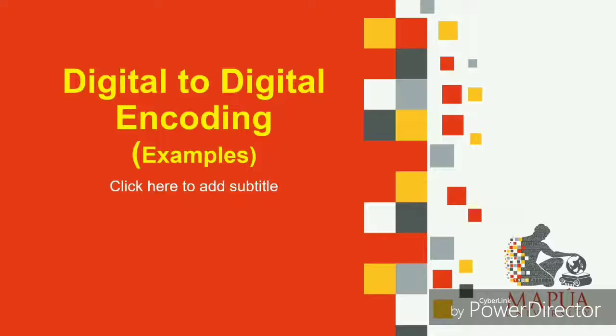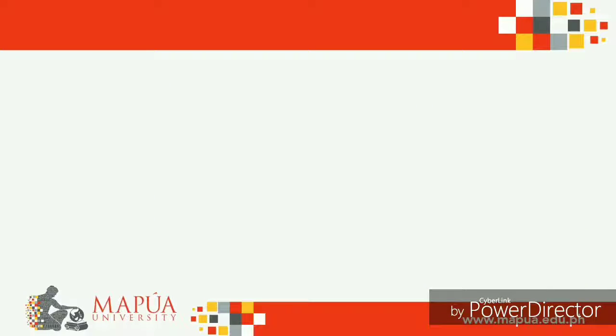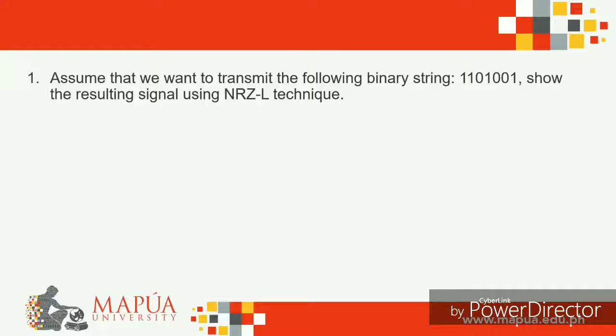These are some examples of digital to digital encoding. Example number 1. Assume that we want to transmit the following binary string 1101001. Show the resulting signal using the NRZ-L technique. Here, a binary string was given and we are asked to find out the output signal when the NRZ-L technique was used.